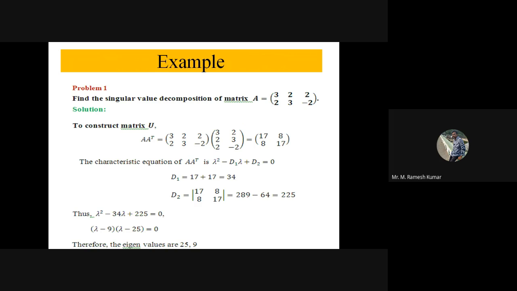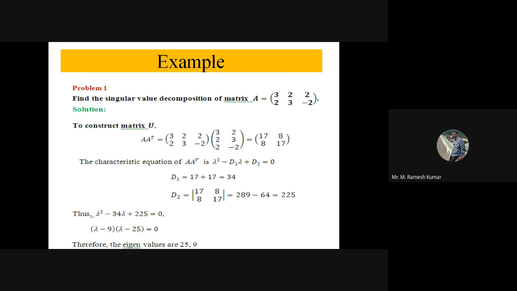Now an example. Here we are going to discuss only one example. Find the singular value decomposition of matrix A = [3, 2, 2; 2, 3, -2]. So here we have a 2 by 3 matrix. It is a rectangular matrix, not a square matrix. In the case of orthogonal diagonalization, we studied only symmetric square matrices. But here it is a rectangular matrix, and now we are going to factorize a rectangular matrix.